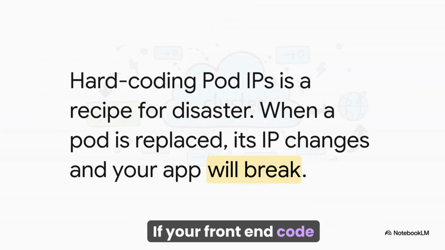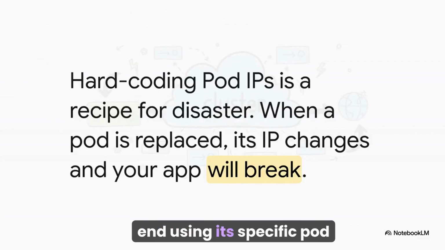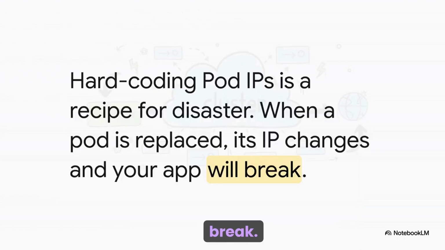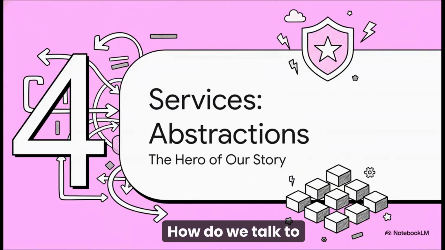This is why you should never, ever, ever rely on a pod's IP address directly. If your front-end code tries to connect to a back-end using its specific pod IP, your application is absolutely guaranteed to break. It's not a matter of if, but when. So how do we solve this? How do we talk to something whose address is always changing?